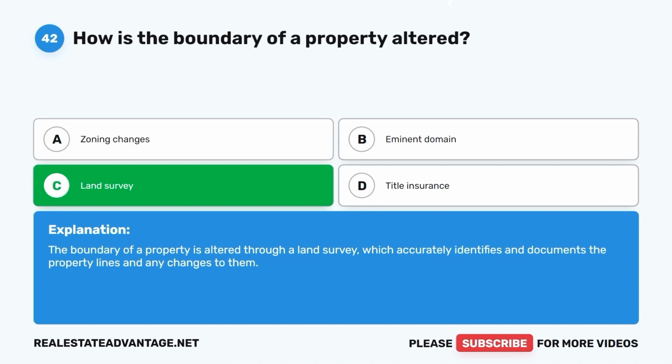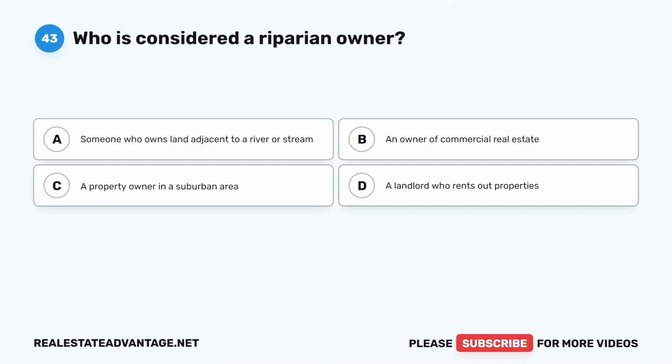The boundary of a property is altered through a land survey, which accurately identifies and documents the property lines and any changes to them. Question 43.